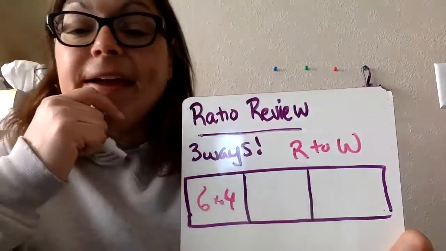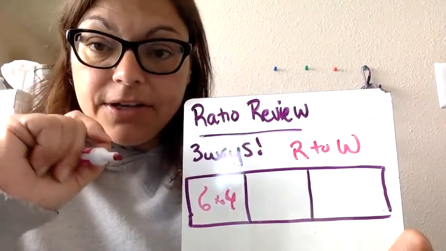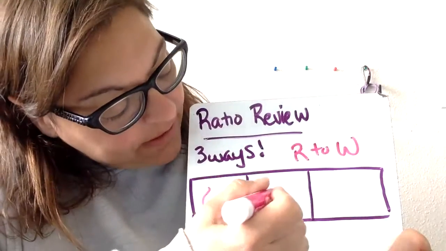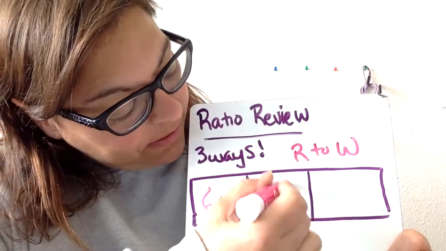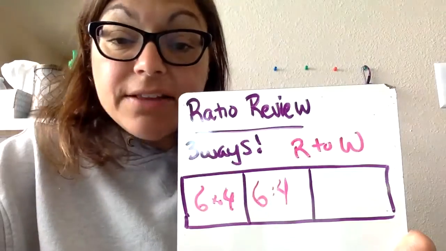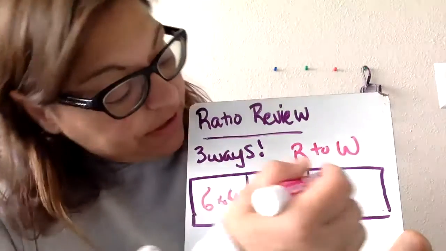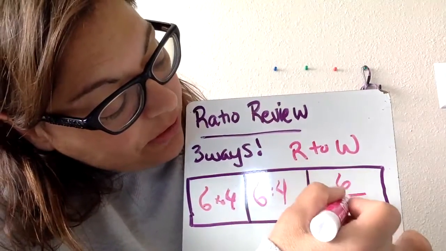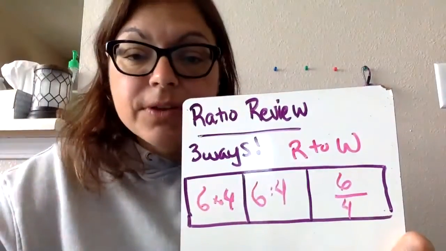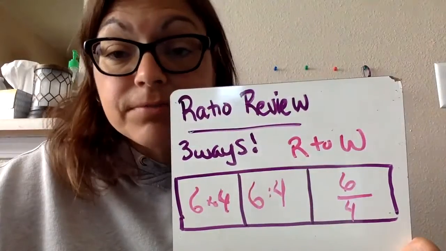And then another way is with a colon, so we say 6 colon 4. And the last way is as a fraction, 6 over 4. You guys remember that? I know you all do.